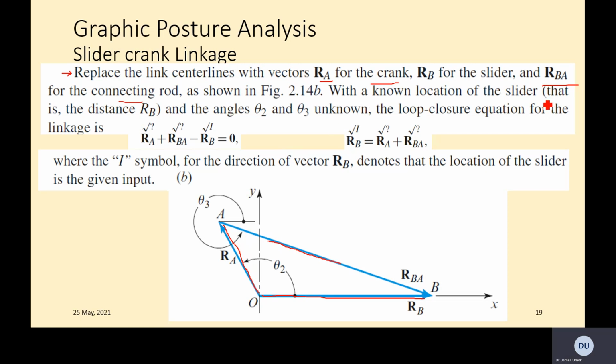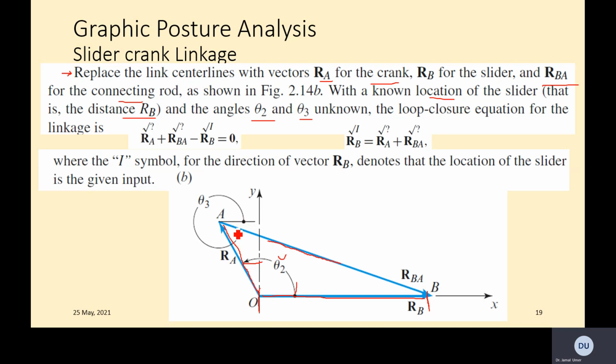With a known location of the slider, that is a distance RB. So we know this particular distance. So we know this RB, the posture, we know the location. So this RB vector is fully defined. That is the distance RB, and the angles theta 2 and theta 3 are unknown. So theta 2, which is this one, is the one which will define the posture of this mechanism. So that's why theta 2 is unknown, and theta 3 is unknown as well.